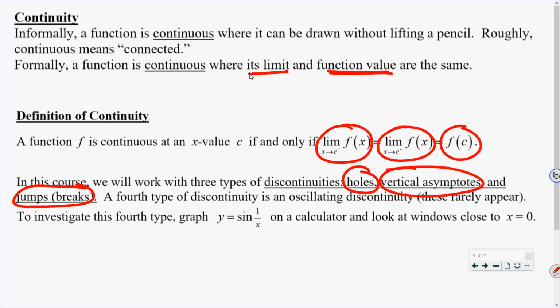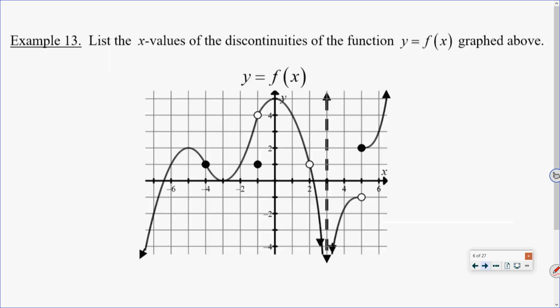If you want to, and I'll leave this up to you, you can grab a calculator and graph y equals 1 over x. And that's an example of an oscillating discontinuity. And you're looking at what happens as you get closer to 0 on that graph.